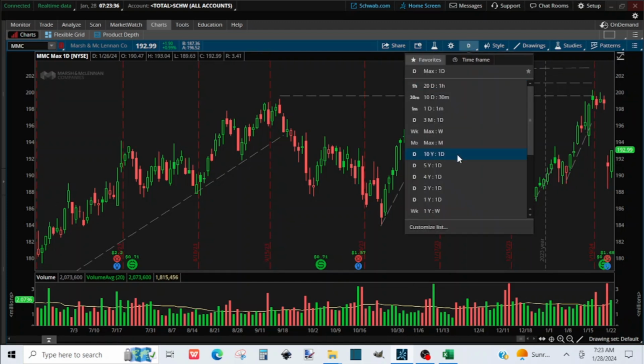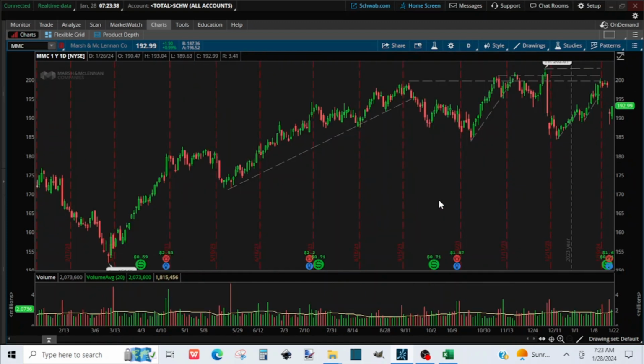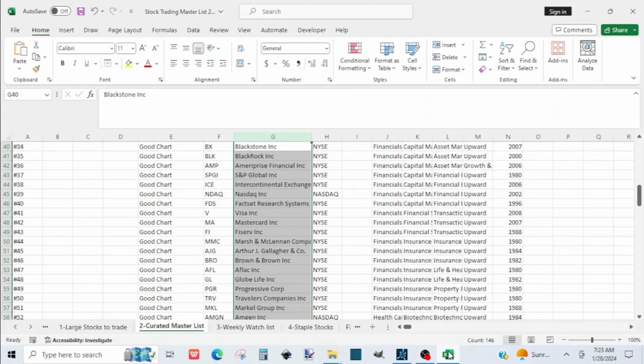I can go to 1 year daily chart to see, yeah, it is closer to the high than it is to the low. So that is where it is right now. It's not going on the list. It's not on trend.